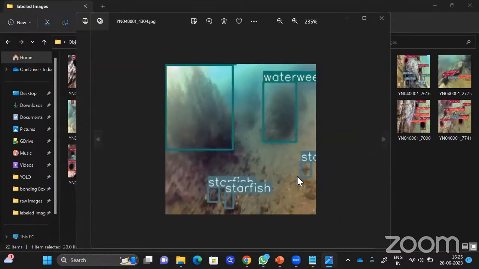So as you can see here, there are different categories it has detected. That's the water well. This is a second category. There are two starfish, but in the original image it is not visible, right? After doing a simple pre-processing, we can get the proper detection.